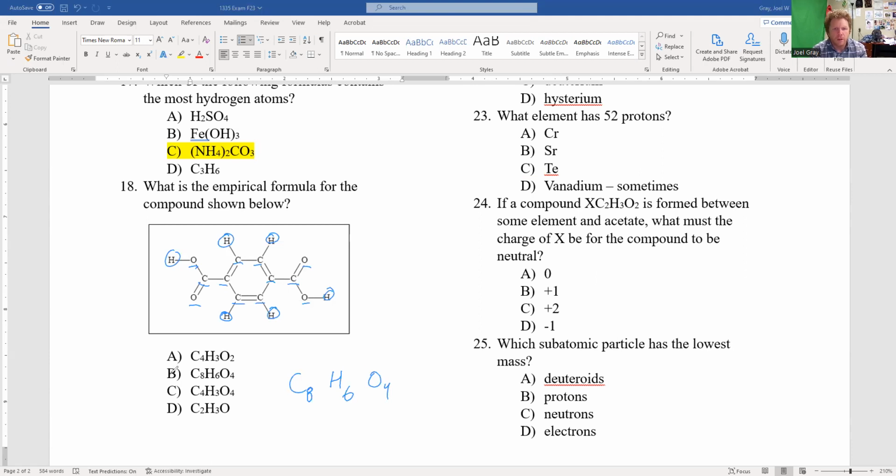C8H6O4. Okay. Now the question is asking about an empirical formula. What is your empirical formula? That's your lowest common denominator. In which case, we are not looking for C8H6O4, but rather we're looking to reduce those down. What is our lowest common denominator? Well, you can divide each one of those by 2. You can't divide them any further than that because 3 is a prime number. You can't reduce 3 by anything but itself. So C4H3O2 is our correct answer.